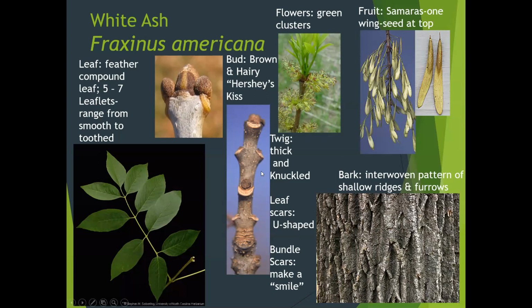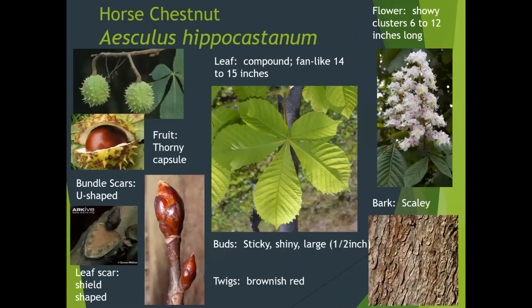Our next tree also has a compound leaf, and it's our last opposite tree, the horse chestnut. This is a tree that people buy mostly because of its beautiful flowers and interesting leaves. So it's an ornamental, and you're mostly going to see this in parks and graveyards and in people's yards.